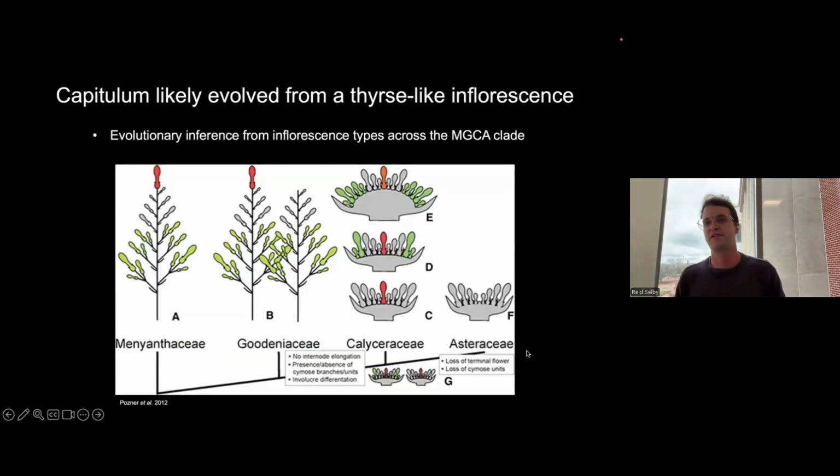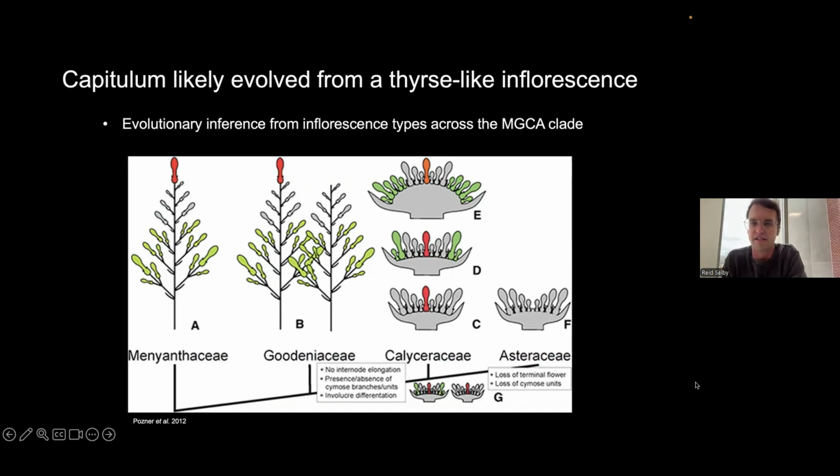Now, while this is interesting and a catchy, unique idea, what I think is probably a bit more likely is that the capitulum is actually derived from a thyrse-like inflorescence instead. And there's been some really cool work looking at inflorescence development across this MGCA clade here, particularly in the Calyceraceae here, showing that there is probably more evidence for an inflorescence-derived origin of the capitulum.